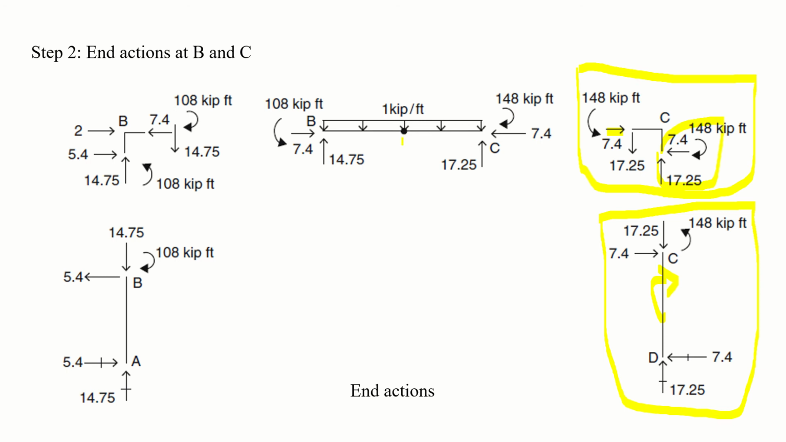Now, as I told you before, that all the moments at this point are zero. Okay, so let me first satisfy other conditions. For example, summation of Fx is equal to 0. So 7.4 is in leftward direction. So to resist it, 7.4 will be acting in the rightward direction. Similarly, 17.25 is acting upward, and 1 into 32 is acting downward. So 32 minus 17.25 comes out to be 14.75.